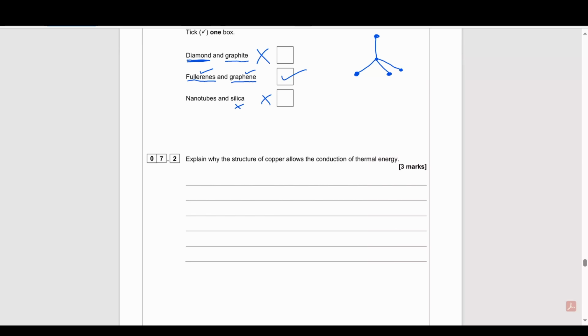7.2. Explain why the structure of copper allows the conduction of thermal energy. Well, copper is a metal. If it's a metal, then it will contain metallic bonding. And what can you remember about metallic bonding? One of the features of it is you have positive metal ions surrounded by a sea of delocalized electrons.